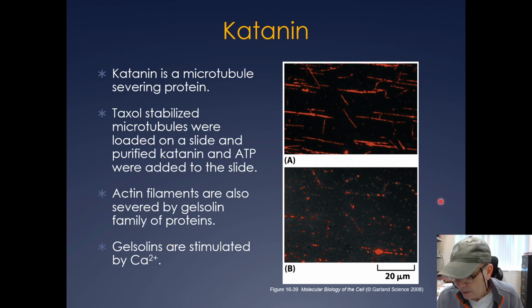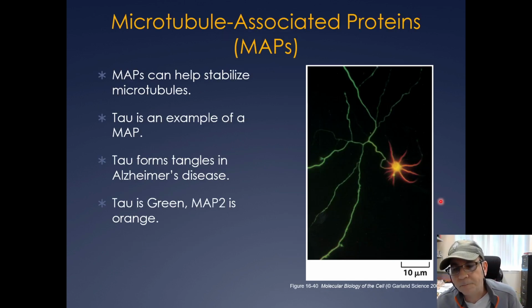Now, in addition to the nucleating proteins and the severing proteins, there are also microtubule associated proteins, and these MAPs can help stabilize the microtubules. A really classic example of a microtubule associated protein is this protein called tau, and tau forms the tangles in Alzheimer's disease. So you have your plaques and tangles in Alzheimer's disease, and tau actually forms the tangles.